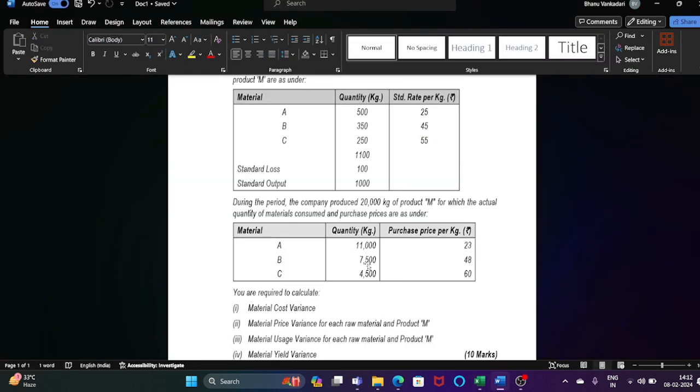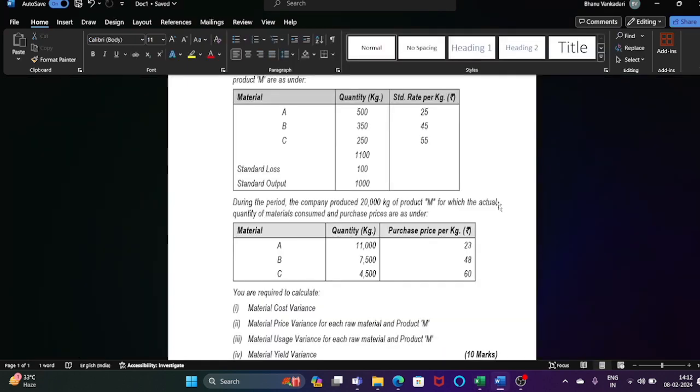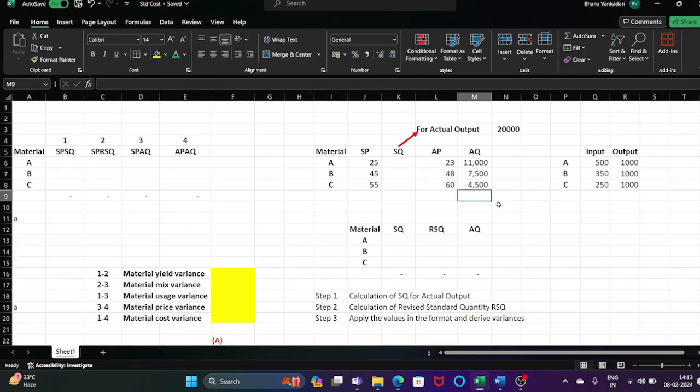So this is actual quantity: actual material consumed to produce 20,000 kgs of product M. We can take these values straight, because here we need actual quantity, meaning actual material consumed. How many kgs? A is 11,000 kgs, B is 7,500 and C is 4,500.